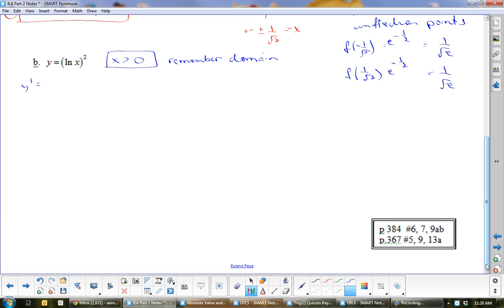Okay, the chain rule: bring out the 2, ln x, and then the derivative of ln x is 1 over x. So this equals 2 ln x over x.